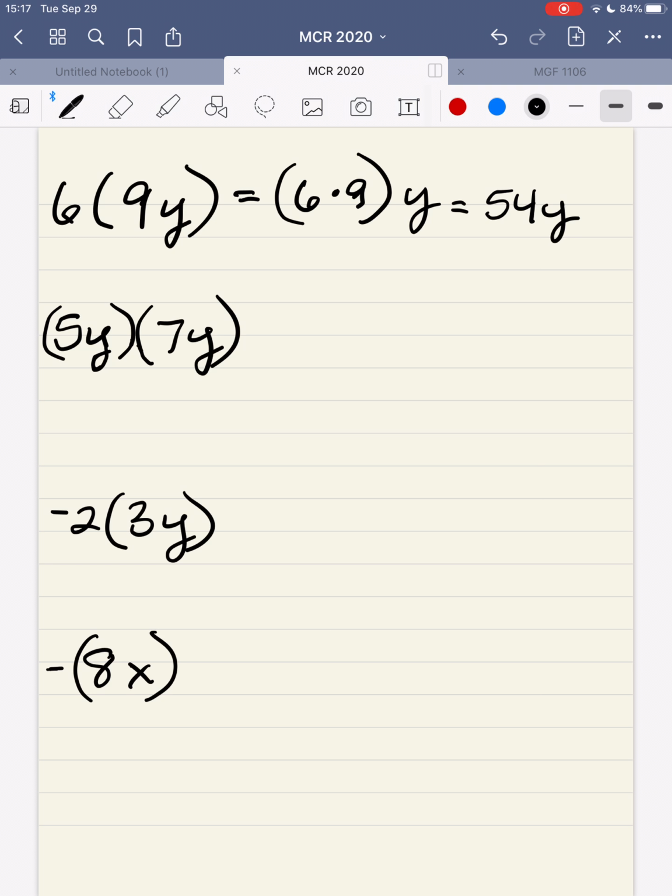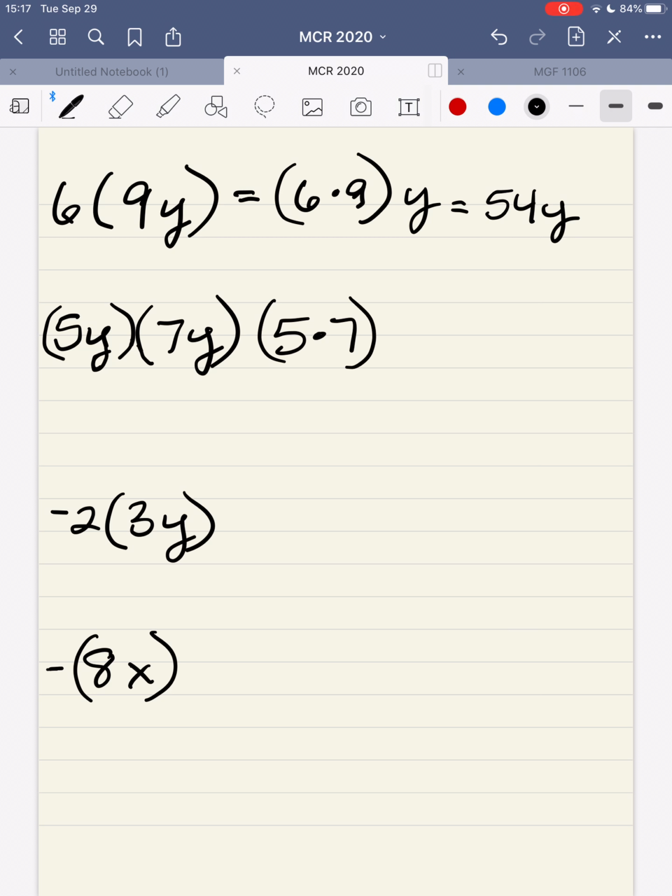5y times 7y, again, you might see some people grouping them together or just changing the order because it is all multiplication. So I could either switch the y and the 7 and drop all the grouping symbols, or I could think of it as, I know I have 5 times 7.